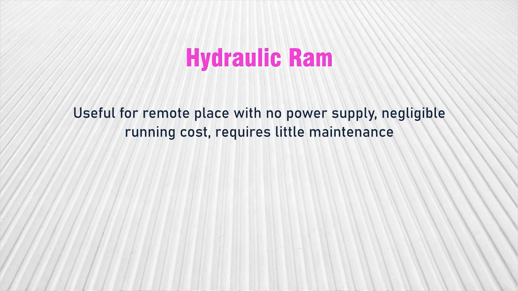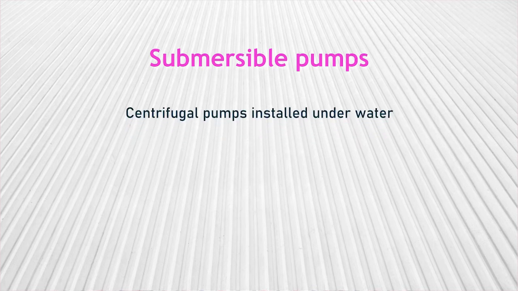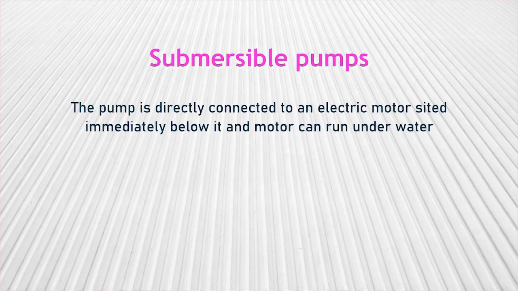These have negligible running cost and they require very little maintenance because they don't have a lot of moving parts. Submersible pumps are another type of miscellaneous pumps that we are going to discuss in this current unit. Submersible pumps are basically centrifugal pumps, and these are called submersible pumps because they are installed under the water. The pump is directly connected to an electric motor which is sited immediately below it, and the motor is capable of running under the water.